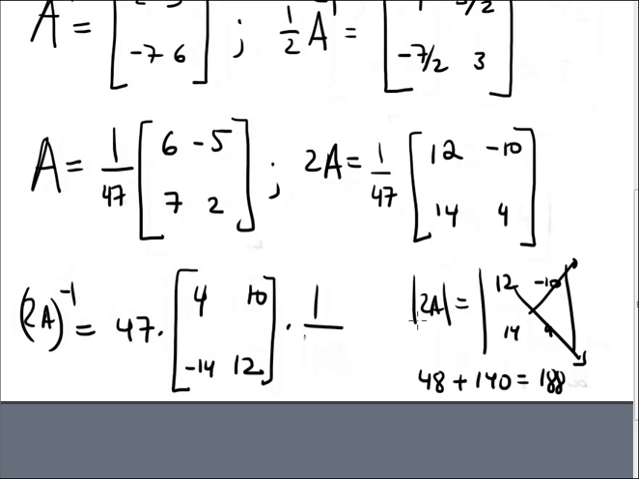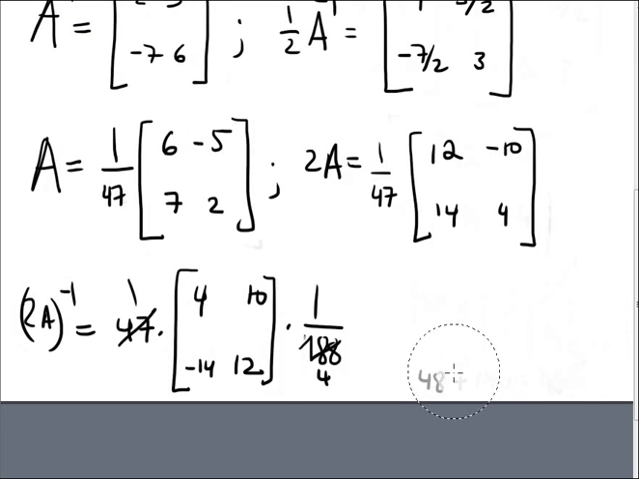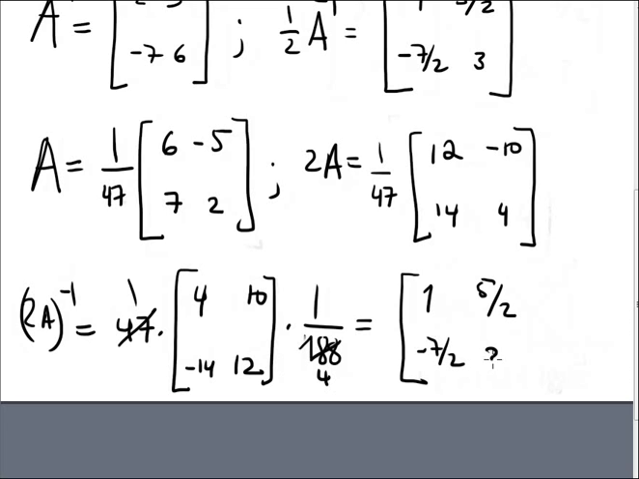And 188, when you simplify here, is divided by 4 everything. The answer is 4 divided by 4, 1. 10 divided by 4, 5/2. 14 divided by 4 is -7/2. And 12 divided by 4 is 3. Gives the same answer.